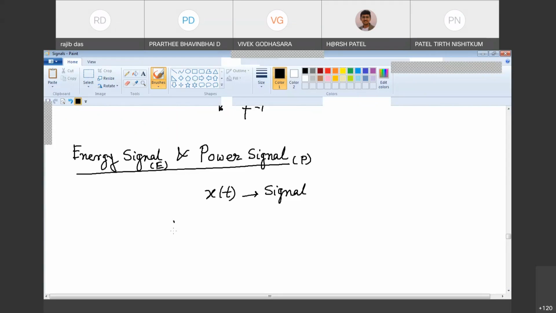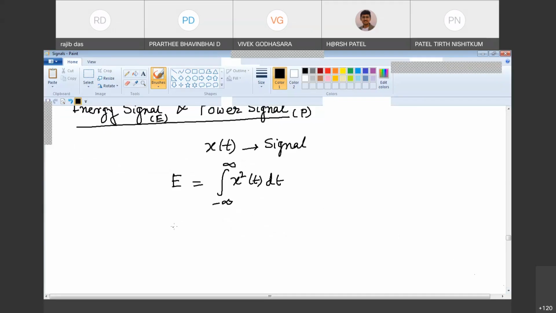So the energy contained in the signal is defined by the integration of the square of x(t) for the entire range. Fine. And suppose I consider, what is the power of this one? Power could be defined.